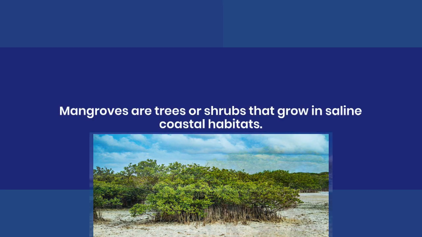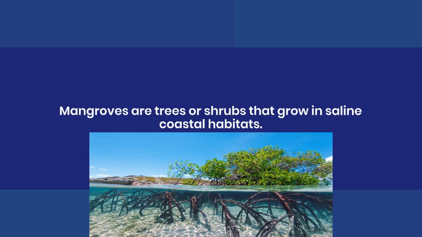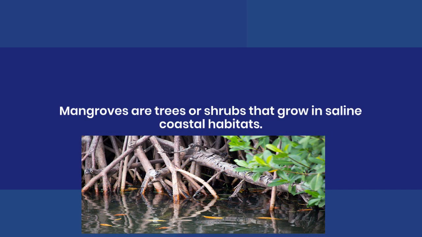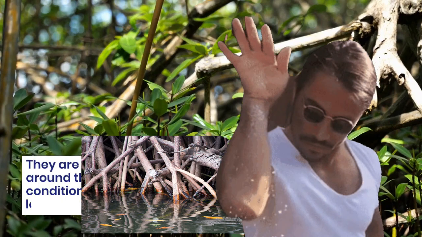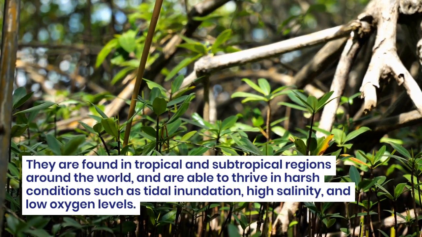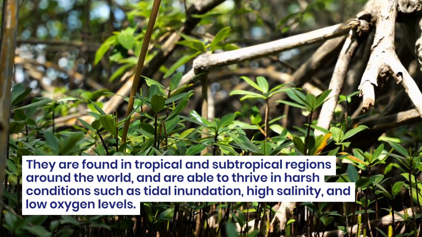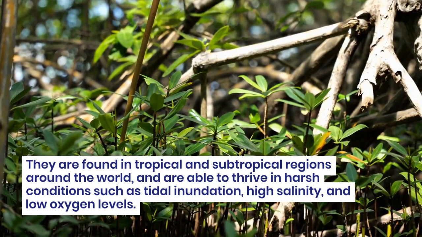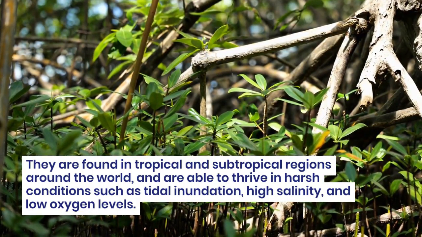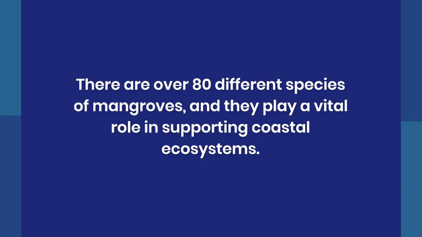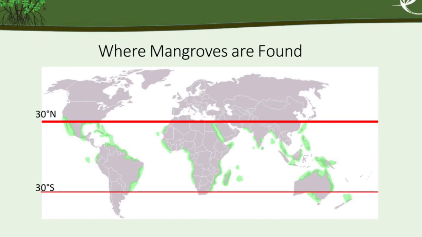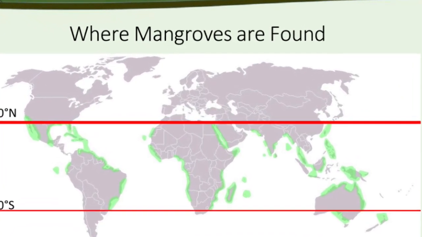Mangroves are trees or shrubs that grow in saline or coastal habitats. Saline is a big word for salty. They are found in tropical and subtropical regions around the world, and they are able to thrive in harsh conditions such as tidal inundation, that means they're under the water, or high salinity, as I said before, very salty, and low oxygen levels. There are over 80 different species of mangroves, and they all play a vital role in supporting coastal ecosystems. One of the largest mangrove swamps in the world is on Florida's southwest coast.